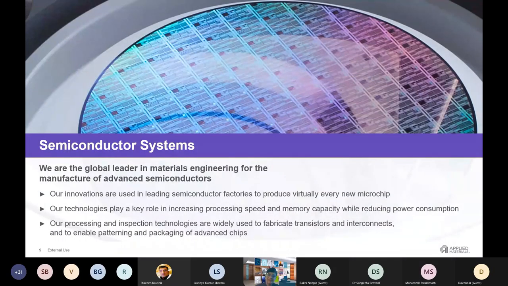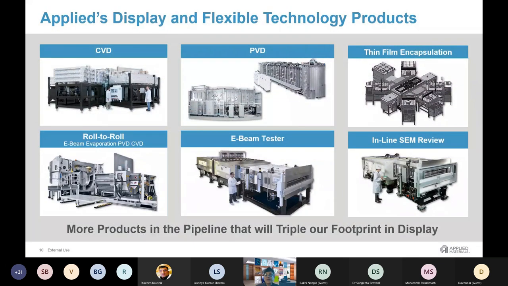So as I said, every chip in the world would have been touched by an Applied tool in its production cycle. We have been one of the key drivers of the Moore's Law in the last 5 decades. And we have actually taken our innovations into other sectors, for example, display. And we are very strong in display sector as well. So just like in chips, we say, you know, any chip you see in the world would have been touched by an Applied tool in its production cycle.